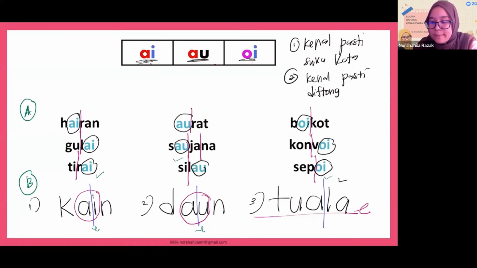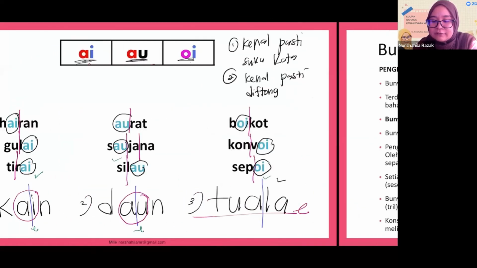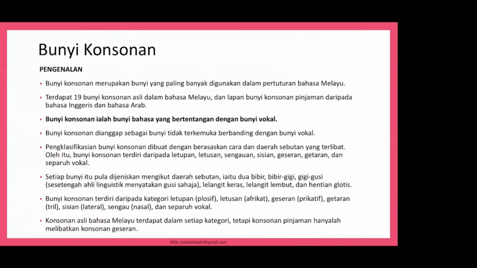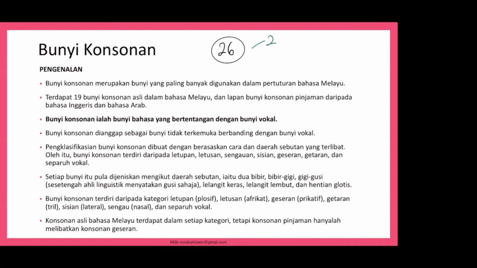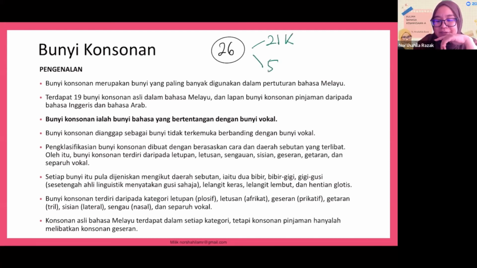Ada apa-apa soalan untuk diphthong? Okay, seterusnya kita pergi kepada bunyi consonant. Consonant sounds in Bahasa Melayu: we learned just now we have 26, correct or not? Berapa consonant kita ada? Huruf consonant, 21. Correct. 21 consonants and also 5 vowels.